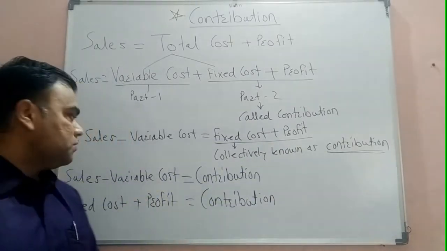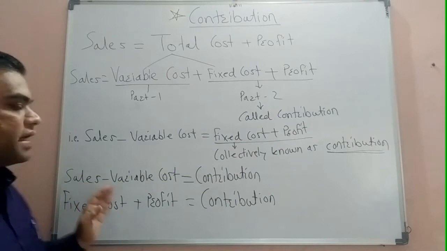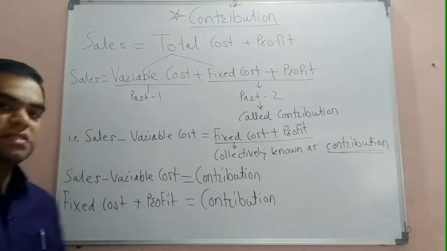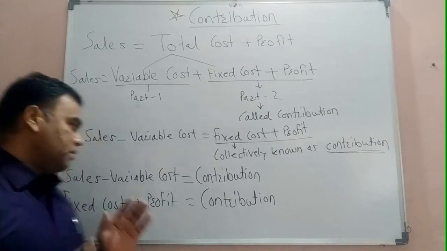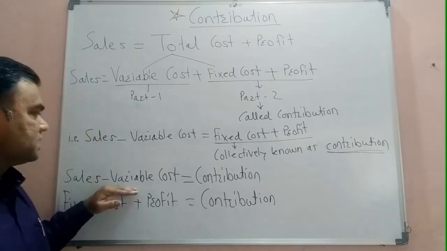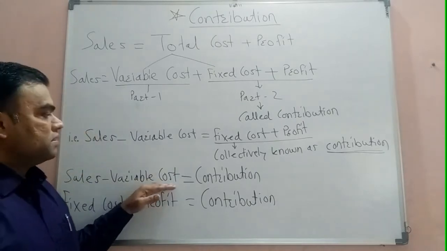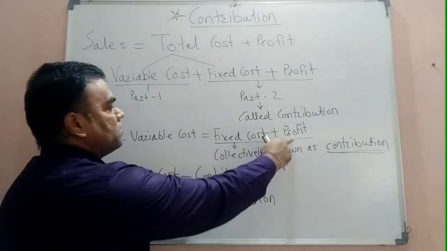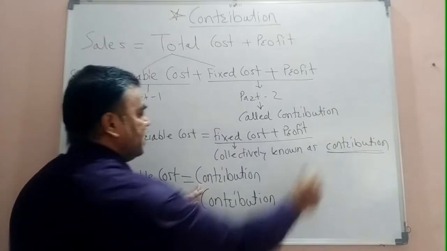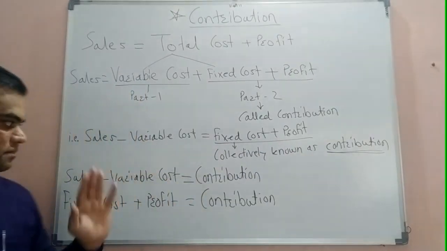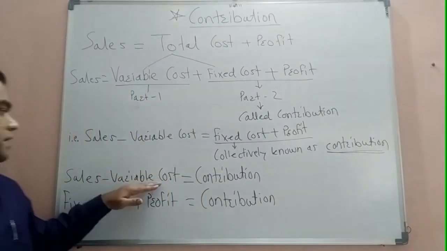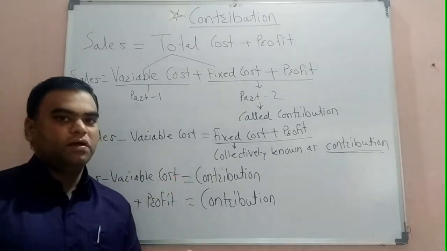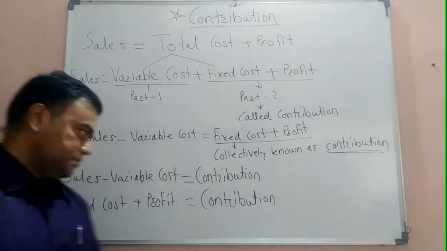In short, contribution means what? Excess of sales over variable cost. Sales less variable cost, then whatever remains, that is contribution. And which part remains? Fixed cost and profit, which is collectively known as contribution. It means if we deduct variable cost from sales, whatever amount remains is known as contribution.